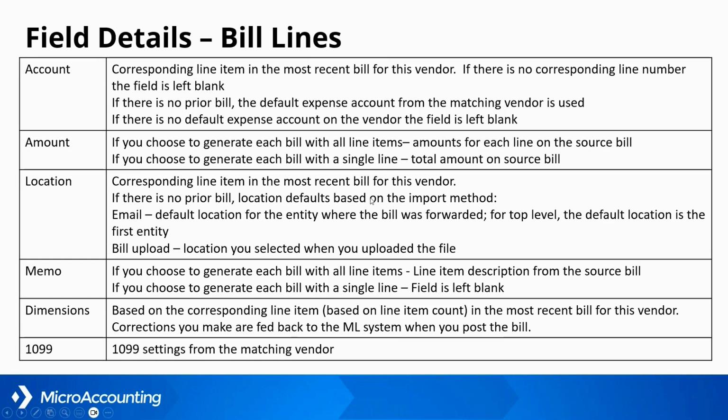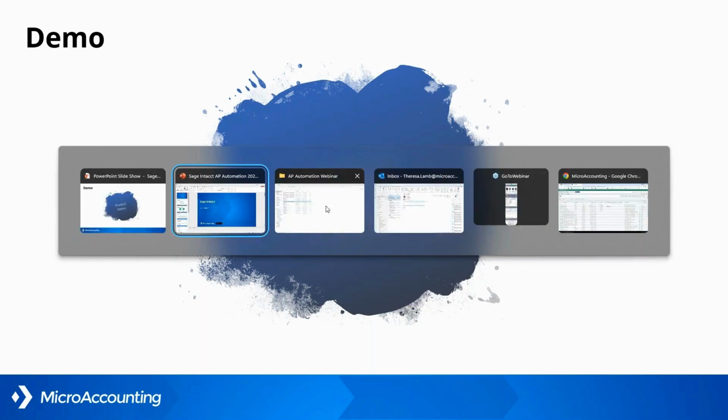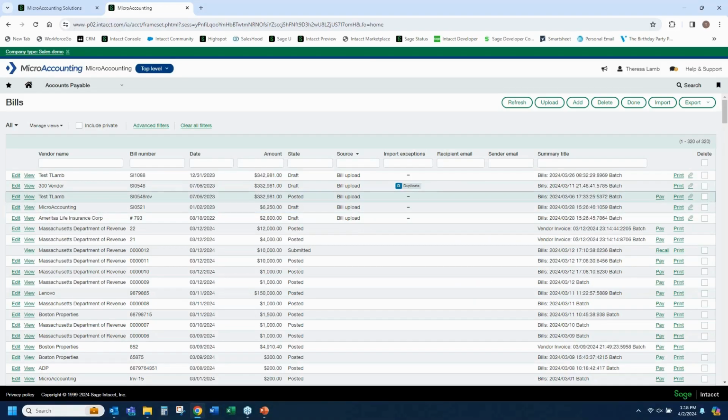Okay. All right. So now we're going to jump over here and we're going to get into the product and kind of show you what's going on here. So let me get into my demo system. Again, this is just a demo system, so it's just lots of random data out here. But you'll notice here that I am staying here at my top level. I'm just in my accounts payable and bills.